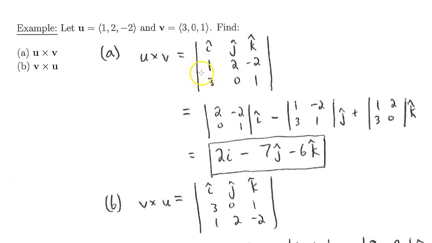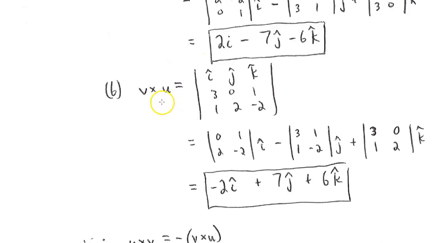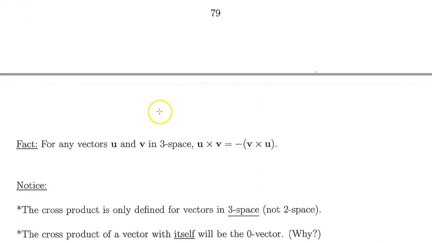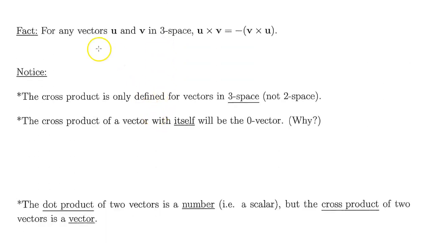effect of making the determinant become negative, right? Changing the sign of the determinant. Okay, so that's what I've just written here. If U and V are vectors in 3 space, U cross V is the negative of V cross U. Okay, now notice, this is what I've just mentioned here. The cross product is only defined for vectors in 3 space, not 2 space. And the cross product of a vector with itself will be the 0 vector.